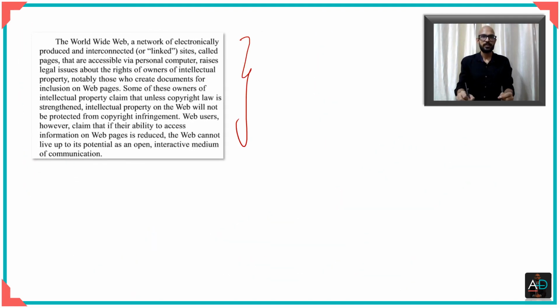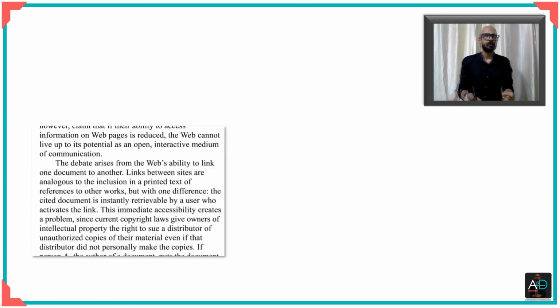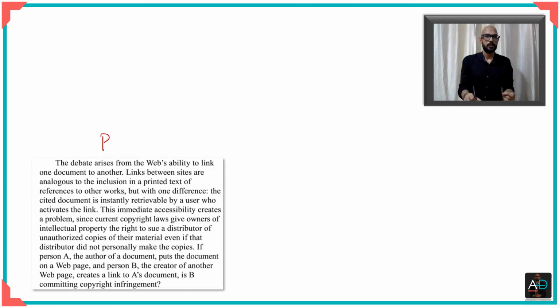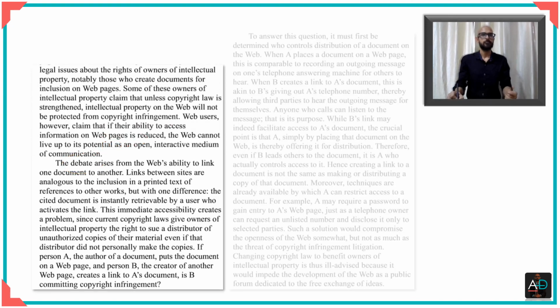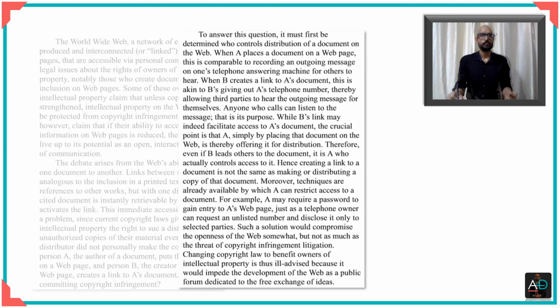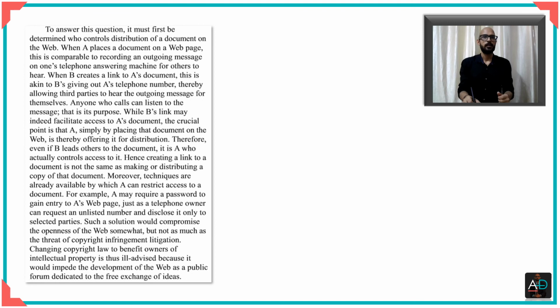So now that we're done with the first paragraph, let's have a look at the second paragraph. So here we have paragraph number 2, and as you can see, it is speaking about the debate, which means that we kind of know what's going to happen in para number 2. Let's go and have a look at the next paragraph. Now, when you see paragraph 3, it begins with "to answer this question."